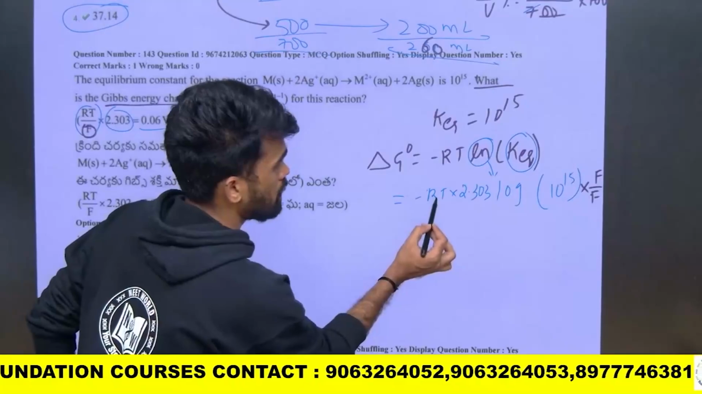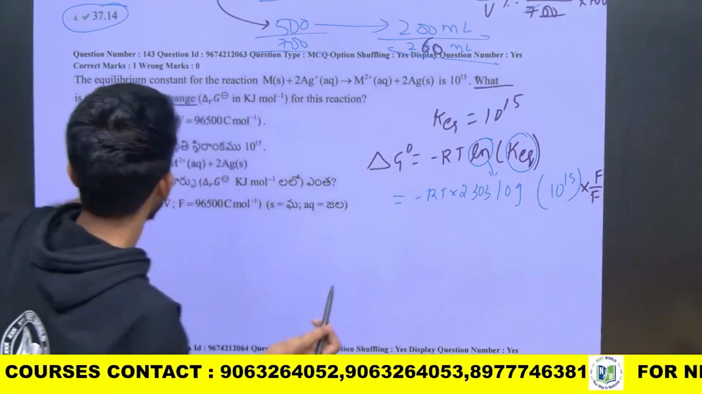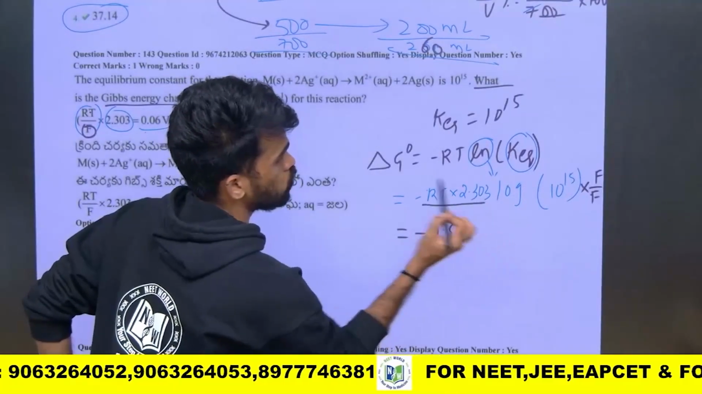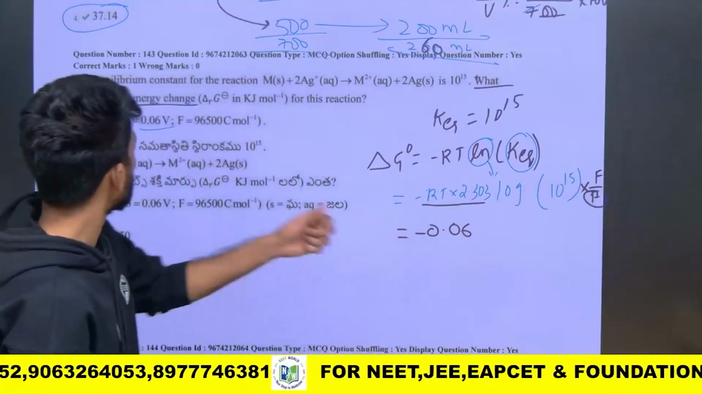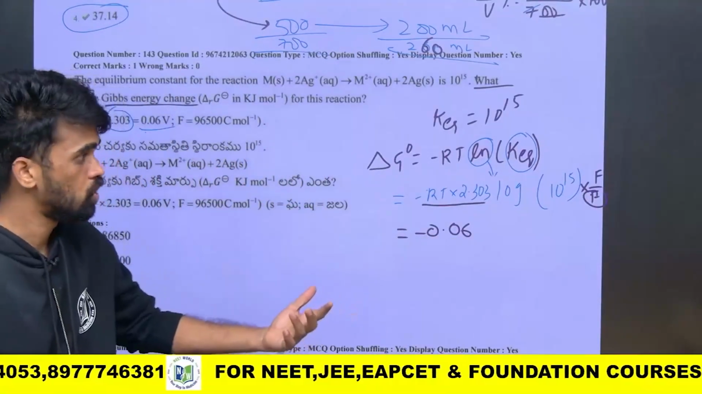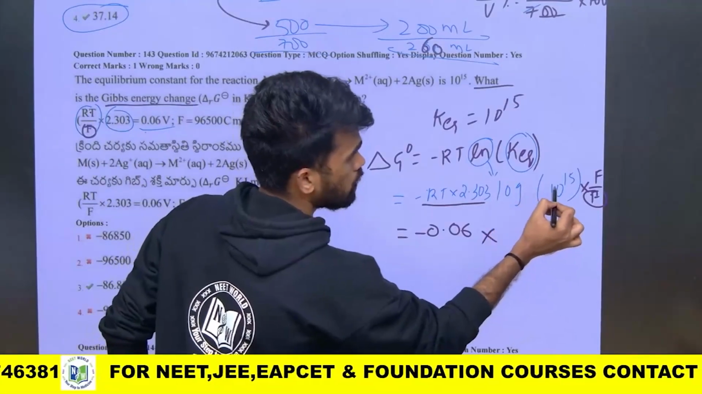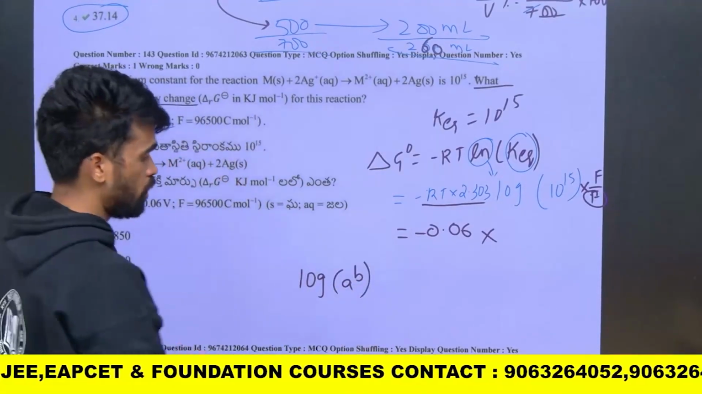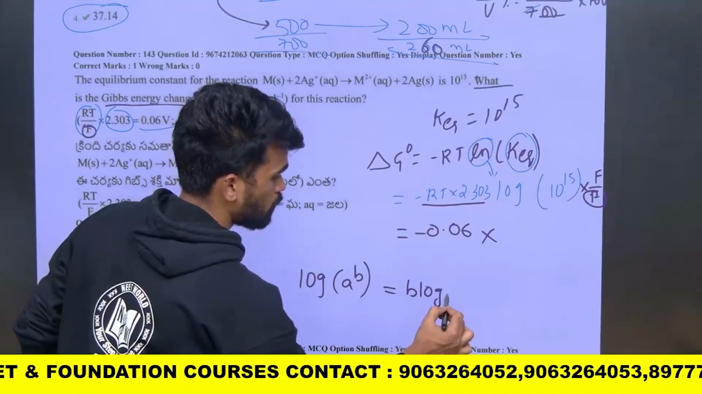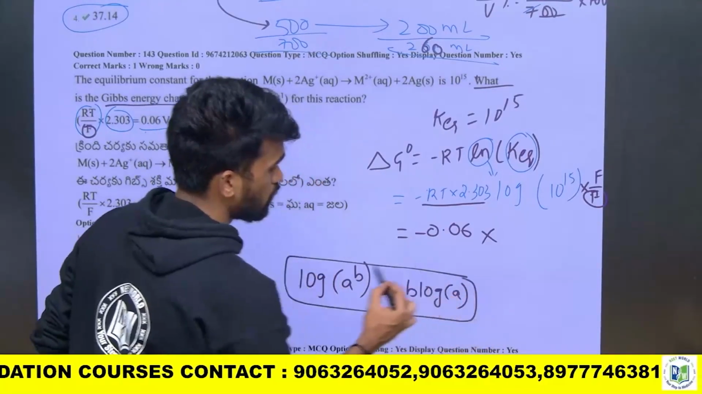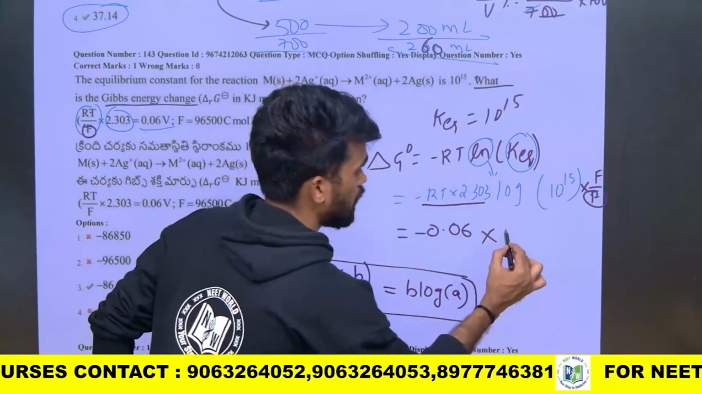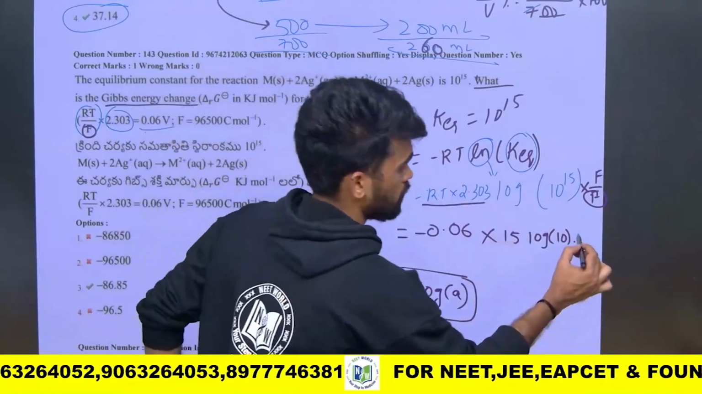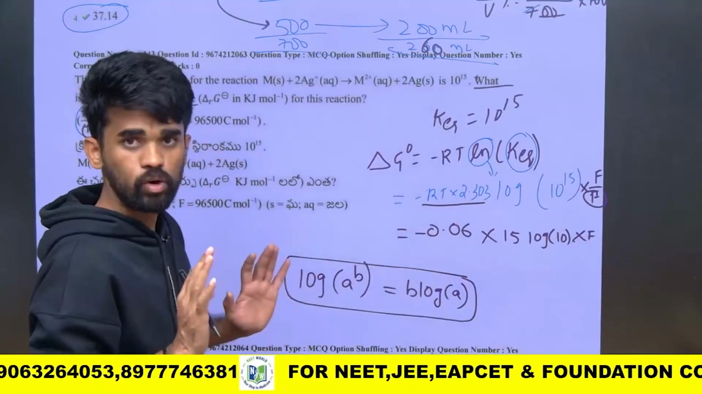So now minus RT by F into 2.303. How much value is it? They mention it as 0.06. So RT into 2.303 by F, they mention it as 0.06. I am writing it as it is, into log 10 power 15. Whenever we have log A power B, you can write it as B log A. These are the logarithmic formulas. So 10 power 15 means can I write 15 log 10? So log 10 will be 1. Into F, I am writing F here. That's it. I hope it is clear up to here.